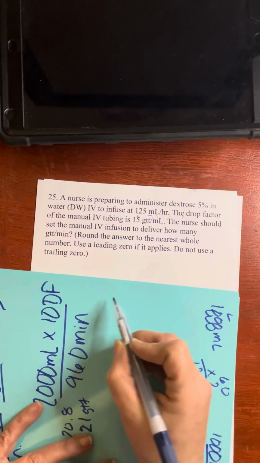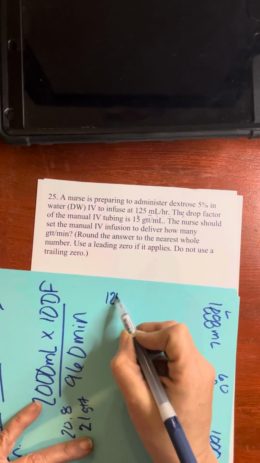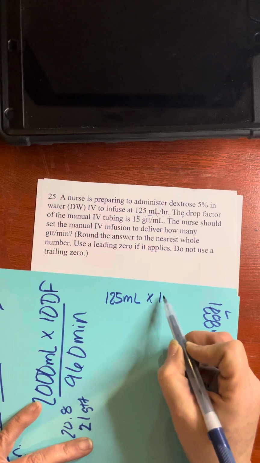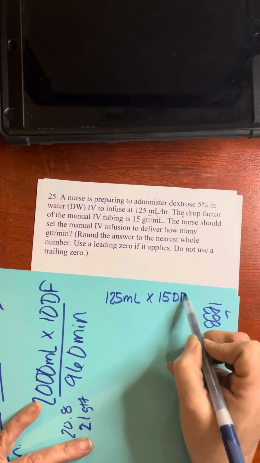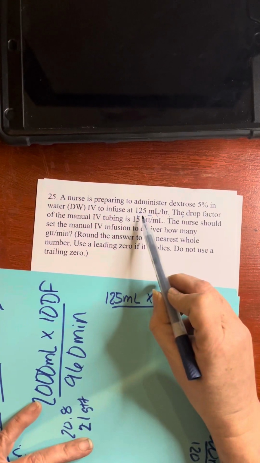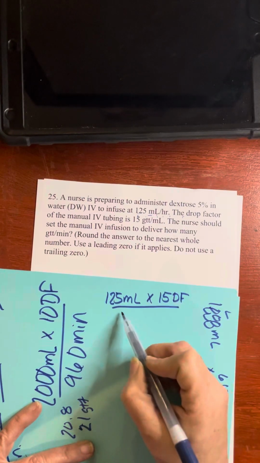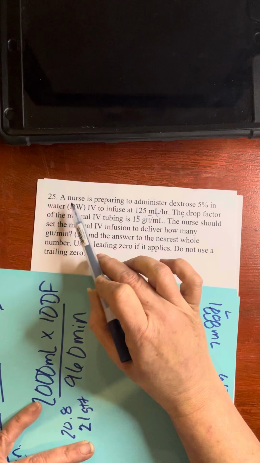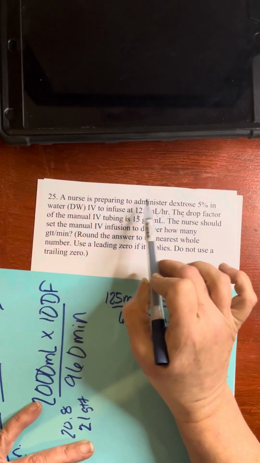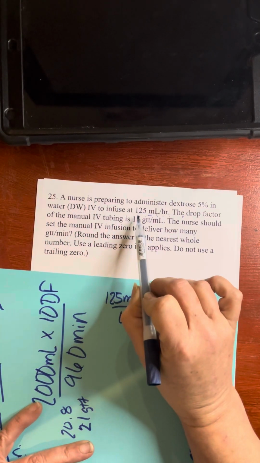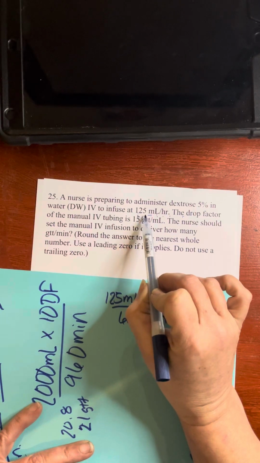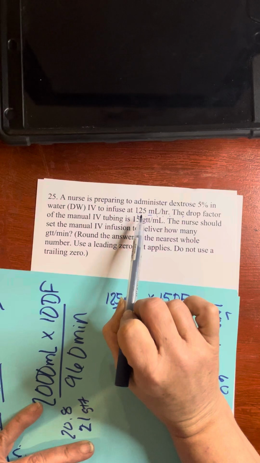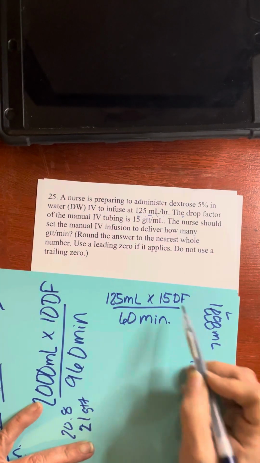So the total volume would be 125 milliliters times a drop factor of 15, and that 125 is infusing over 60 minutes. You see that? Sometimes they may give you 2 liters, yada, yada, yada, and then tell you that 2 liters is infusing at 125 milliliters an hour. Well, I wouldn't use the 2 liters, because all you need is this, and you can find the answer.